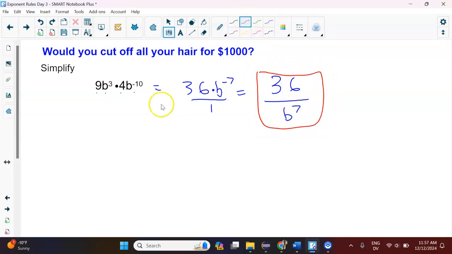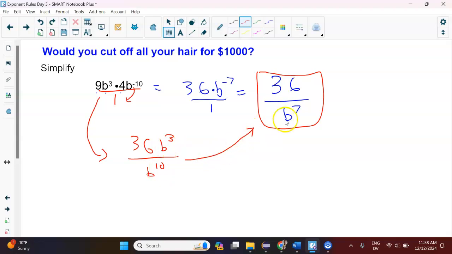Okay, and if you just want to see the other path I was talking about, I would probably move it down like that. So multiply them on the top, but then I would move down this b to the 10th and make it positive. And then from there, I would just see that I got 7 more b's in my denominator than in the numerator. So that gets me b to the 7th in the denominator.